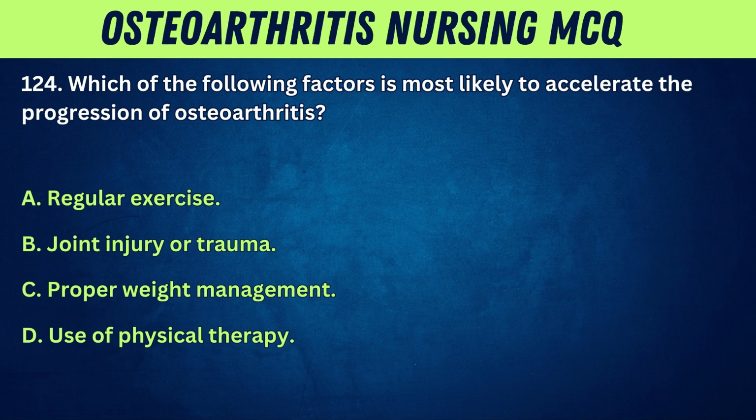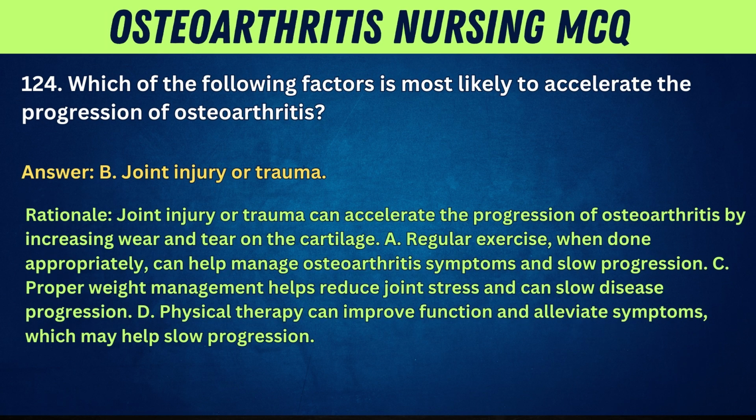124. Which of the following factors is most likely to accelerate the progression of osteoarthritis? A. Regular exercise. B. Joint injury or trauma. C. Proper weight management. D. Use of physical therapy. Answer: B. Joint injury or trauma. Rationale: Joint injury or trauma can accelerate the progression of osteoarthritis by increasing wear and tear on the cartilage.